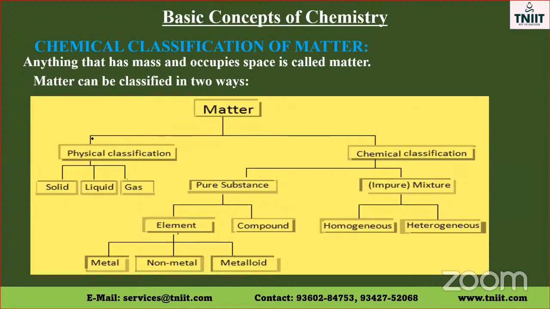Now, chemical classification of matter. Classification of matter. What is matter? Anything that has mass and occupies space is called matter. For an example, the duster your teacher will be using in the class. This duster has a definite mass and it also occupies a definite space. Therefore, the duster will be called matter.